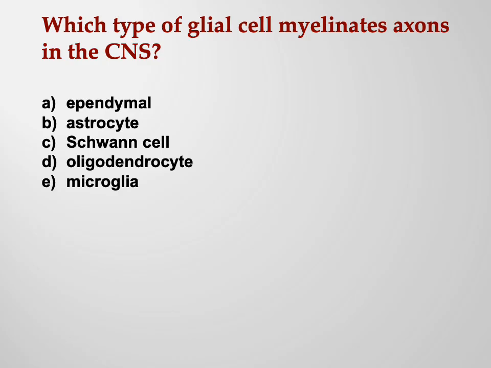So here you go. Which type of glial cell myelinates axons in the CNS? Would that be ependymal, astrocyte, Schwann cell, oligodendrocyte, or microglia? Yes, indeed. That is the oligodendrocyte in the CNS. The Schwann cell is in the PNS.